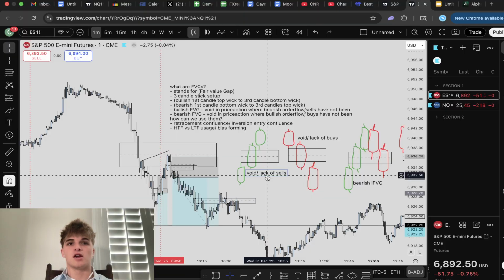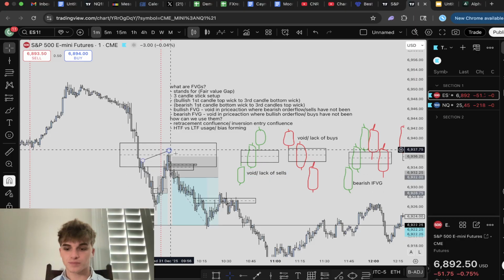This causes sells to come back down into this, fill this void of bullish price range, balance it out, and then we either move towards a draw or we inverse it. Only two things can happen.